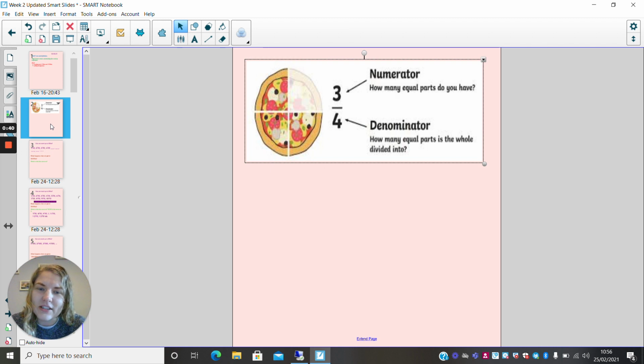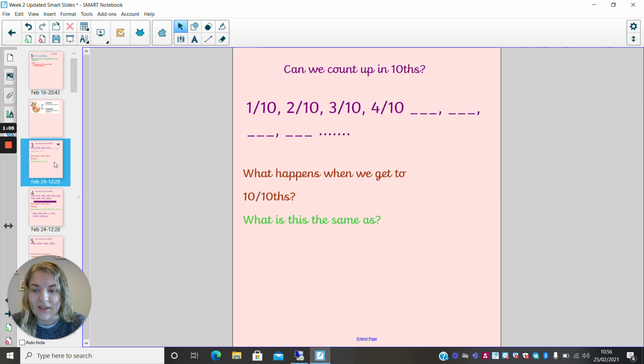Okay, so just a recap here about numerators and denominators. The numerator is the top number on your fraction, and that's how many equal parts you have. And the denominator is the bottom part of your fraction, and that's how many equal parts the whole is divided into. So you can see here, this whole pizza is divided into 4, so that's your denominator, and there's 1, 2, 3 bits of pizza left, okay?